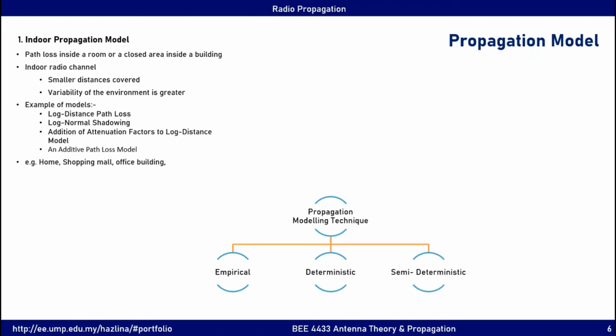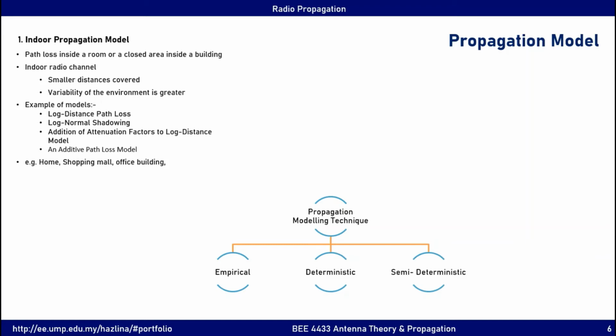The indoor propagation model is a radio propagation model that estimates the path loss inside a room or a closed area limited by walls of any form. In an indoor radio channel, the distances covered are much smaller. However, the variability of the environment is significant. The indoor radio channel depends heavily on factors which include building structure, layout of rooms, and the type of construction materials used. These factors affect the electromagnetic wave propagation in terms of reflection, diffraction, and scattering.